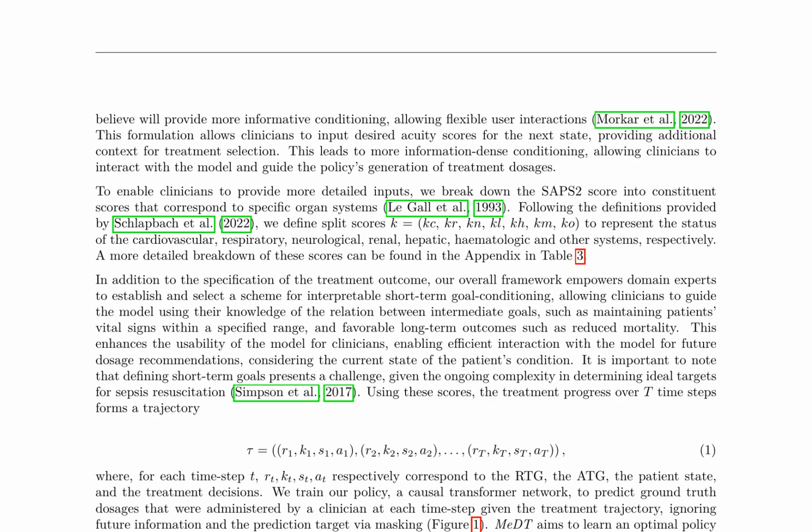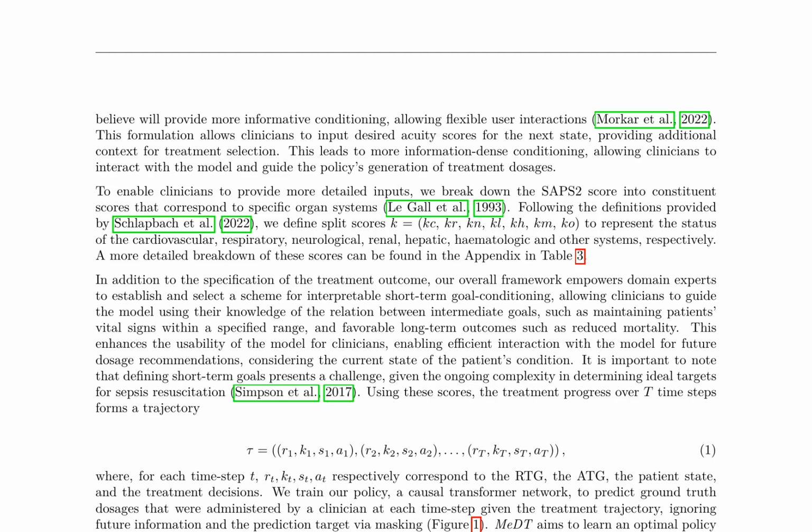MeDT is a framework that enables clinicians to interact with a model to generate treatment dosages for sepsis patients. By incorporating a more informative conditioning scheme, clinicians can input desired acuity scores for the next state, providing additional context for treatment selection. The SAPS-2 score is broken down into constituent scores, representing the status of specific organ systems, to enable more detailed inputs.